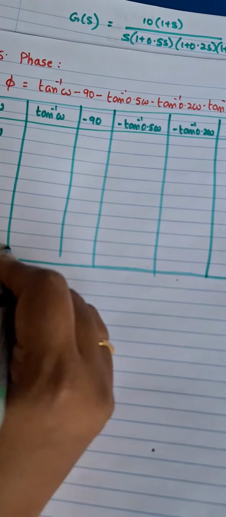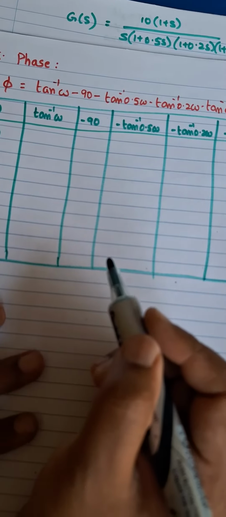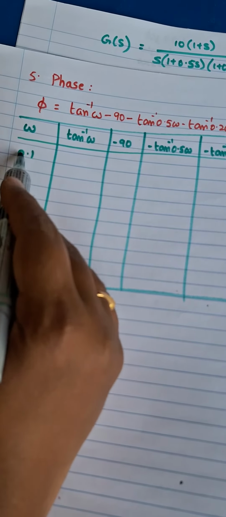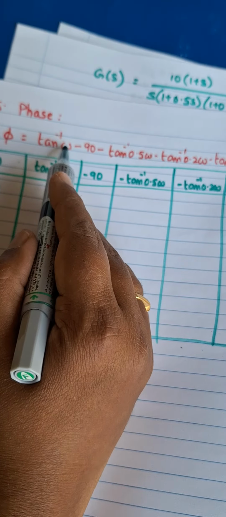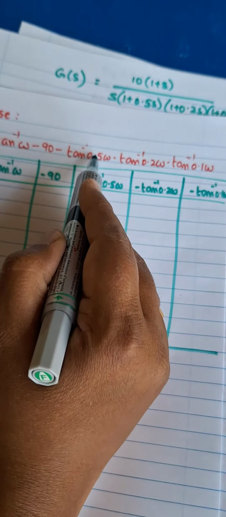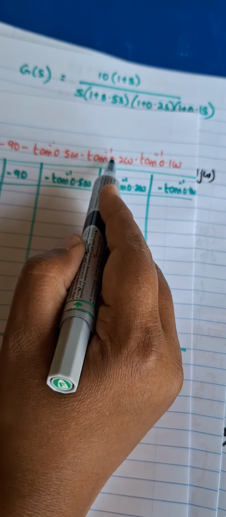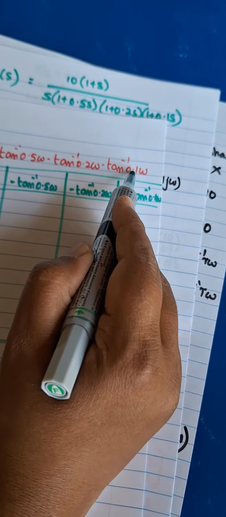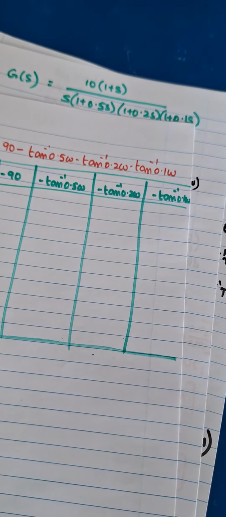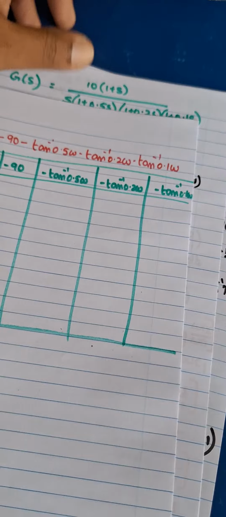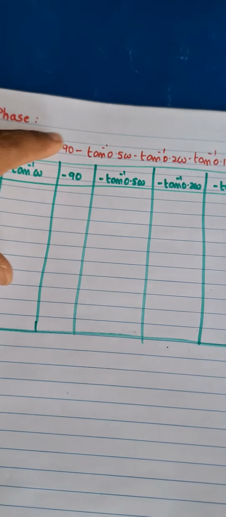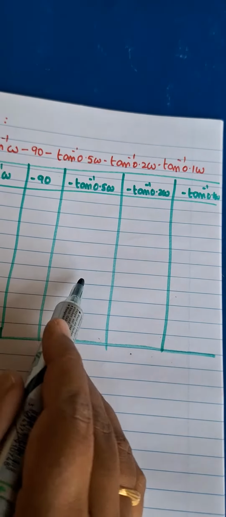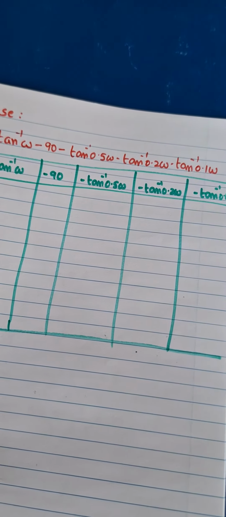People who are fast at using the calculator, if you are very comfortable, 0.1 is the omega value. So take the calculator, type tan inverse of 0.1 minus 90 minus tan inverse of 0.5 into 0.1 minus tan inverse 0.2 into 0.1 minus tan inverse 0.1 into 0.1 and find the answer. If you are good at mathematics, you can directly do it. But people who are slow, it's better you take the terms. How many terms we have? 1, 2, 3, 4, 5. 5 terms, so I took 5 columns. Everything is used with the signs, so no need of looking back.